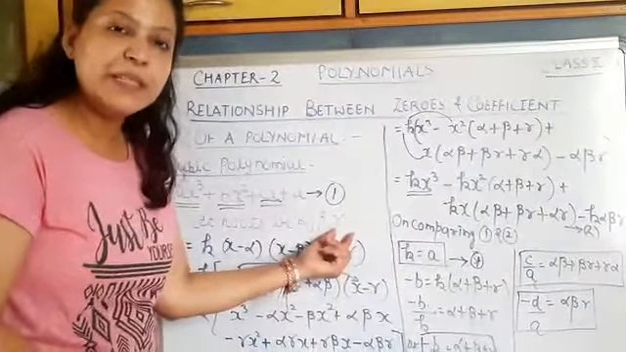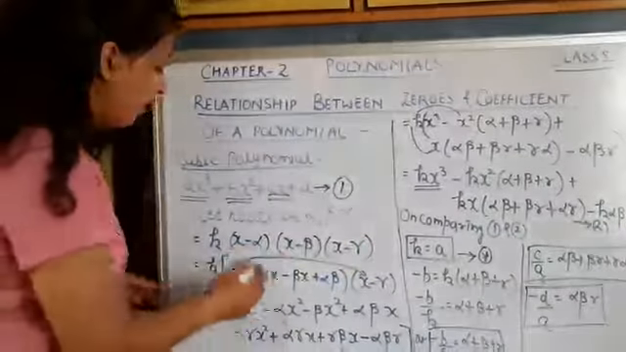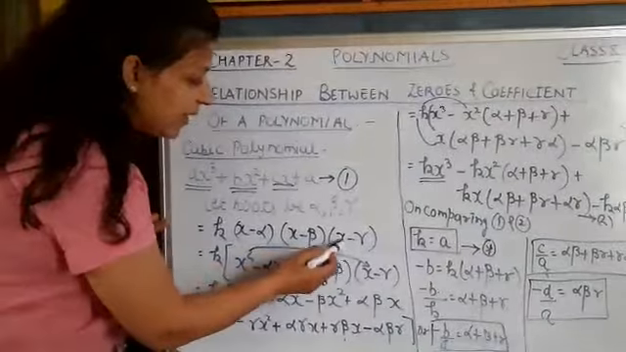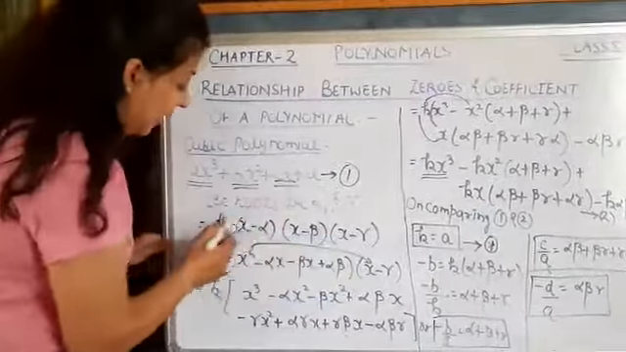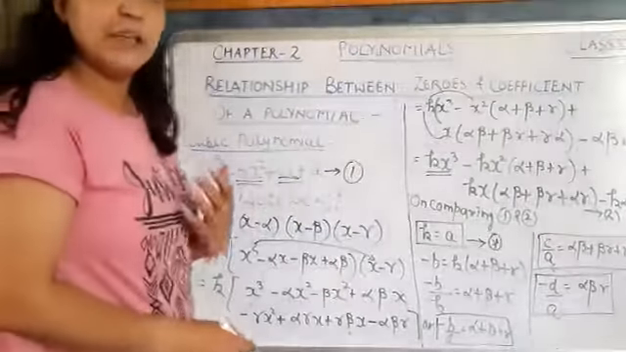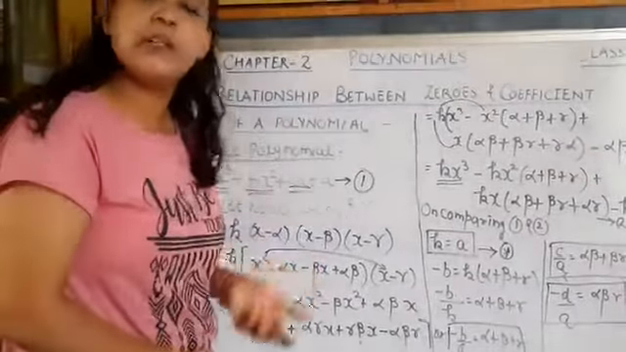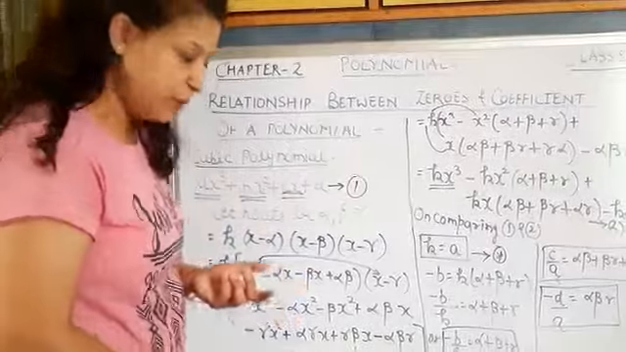Let the three zeros be alpha, beta and gamma. It means the polynomial can be represented in the form of factors like k times x minus alpha, x minus beta, x minus gamma. Now, k will be any constant. It can be any numerical value. If no numerical value is there, it can be represented by 1 also.